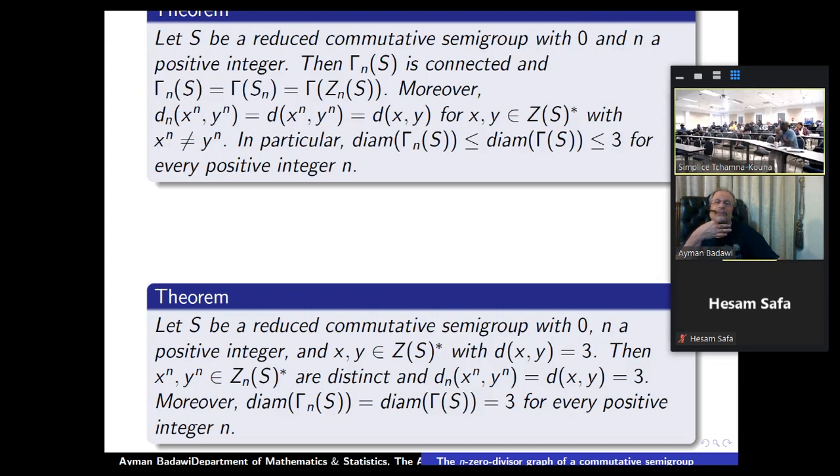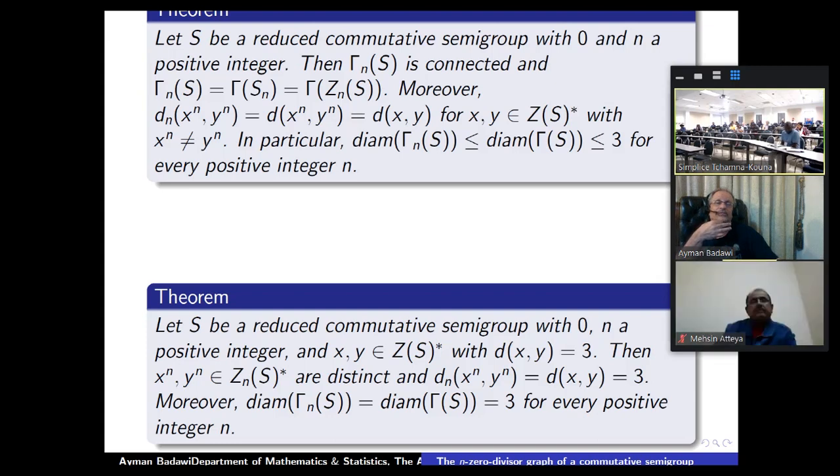You might think maybe the distance will be shorter since I'm taking powers, x to the n and y to the n. No, and remember, reduced means the only nilpotent element is 0. I don't have nilpotent elements. Okay? And the diameter of the nth zero-divisor graph is always less or equal to the diameter of the classical zero-divisor graph, which is less or equal to 3. All right?